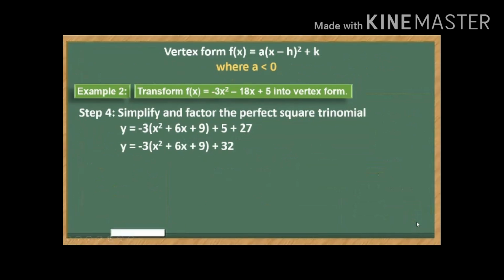Let's continue to step 4. So we have here step 4, simplify and factor the perfect square trinomial. We are going to simplify this part and factor this perfect square trinomial. Of course, 5 plus 27 is 32. Next, we are going to factor this perfect square trinomial. The result should be this one. How do we get the square of x plus 3? Let me show you that.